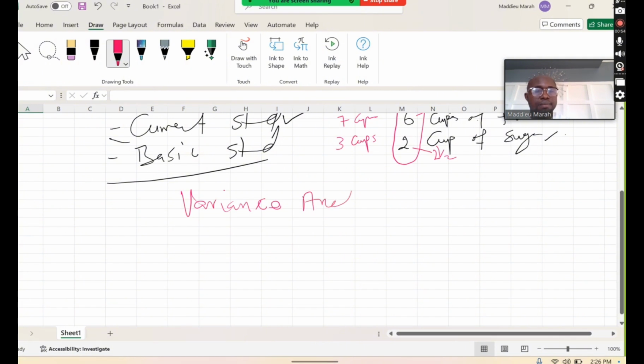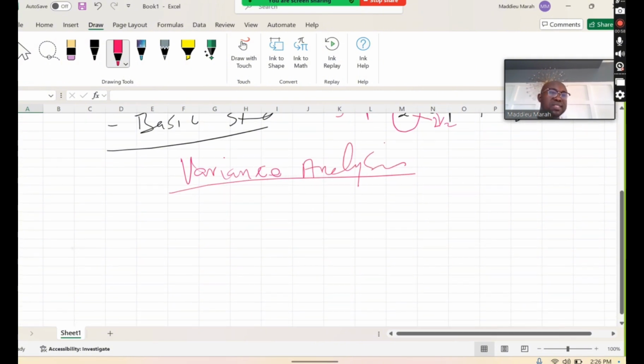Variance analysis. I'm going to deal with 6 variances. My first variance I will look at is planning and operational variance.